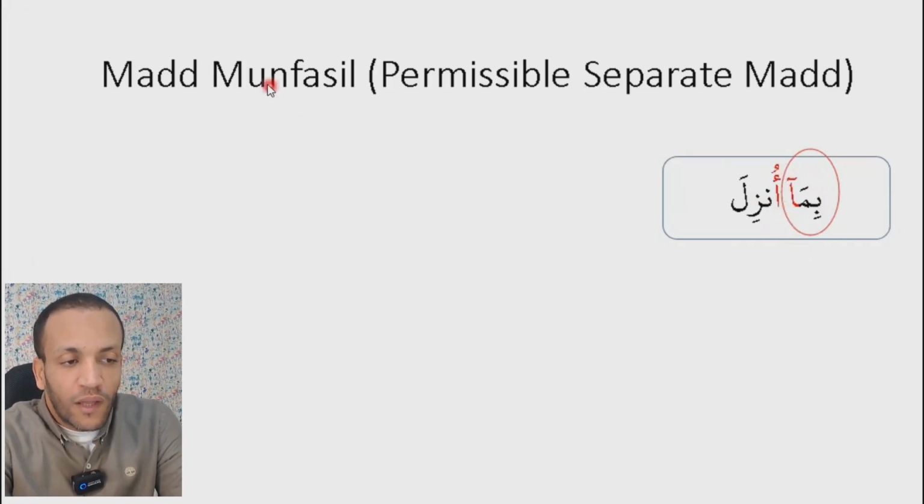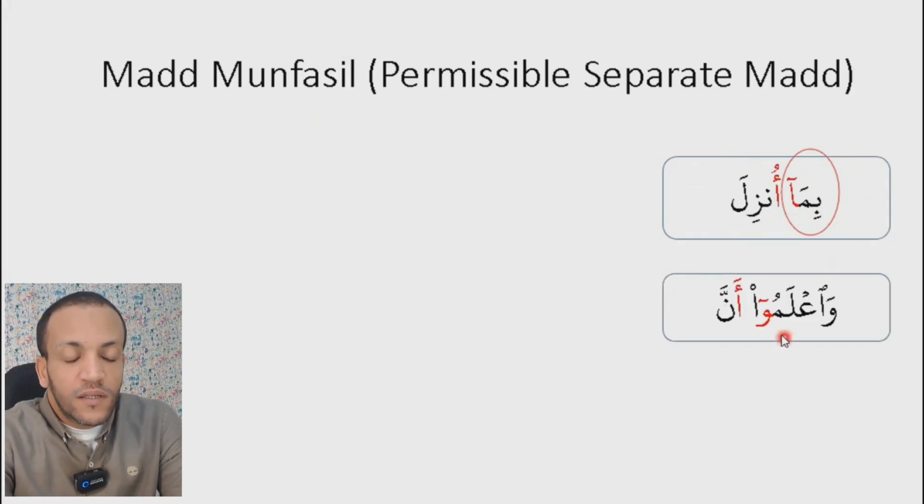you cannot apply مد منفصل, because in the first word you will have only the sound of the letter alif, and by having only the letter alif in the word as a last letter, this will be natural مد. So if you read this word alone, here you will pronounce the sound of the letter alif with 2 حركات, بما. But if you read the two words together, then in this case you must apply مد منفصل, بما أنزل.